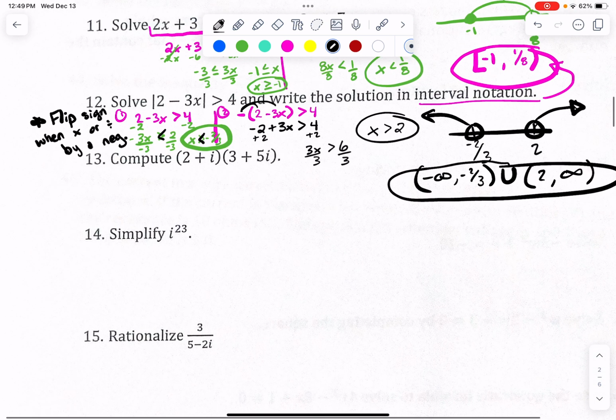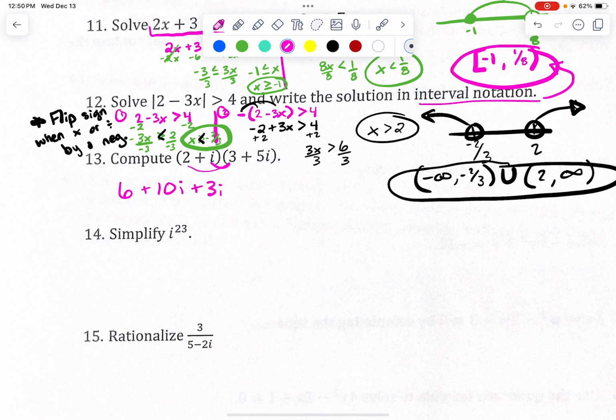Let's do a couple more. We've got to get 3 more done. All right, we're going to FOIL this. That means multiply. So 2 times 3 is 6. 2 times 5i is 10i. i times 3 is 3i. And i times 5i is 5i squared.